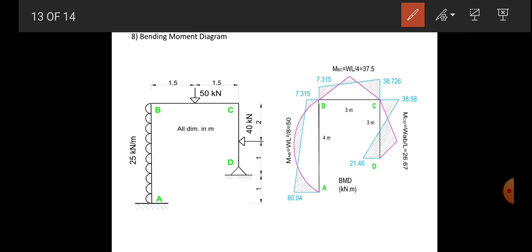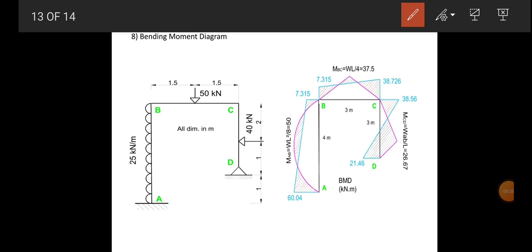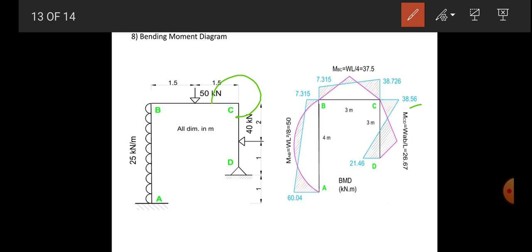Now the next is your beam BC. The end moment at B is 7.1315 which is positive, so it rotates about B in an anti-clockwise sense and the arrow is coming up, so show it up. And next is 38.726 which is minus, so it rotates about C in a clockwise direction, the arrow coming up. So both values are shown up. And the next value is 38.56, which is positive. So it rotates about C in an anti-clockwise sense, positive value, so the arrow is coming toward the right, so show it right.